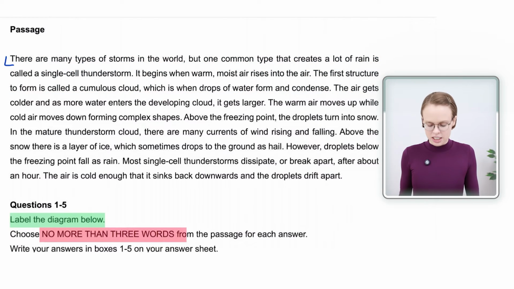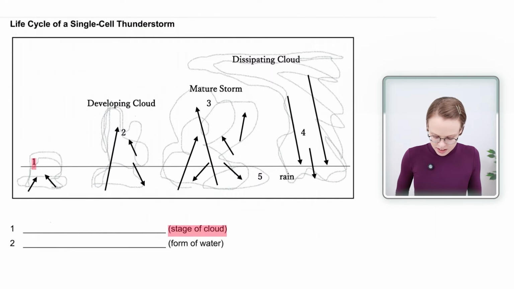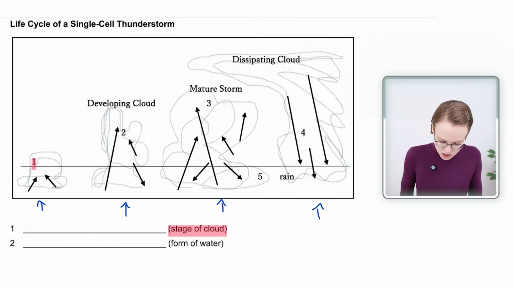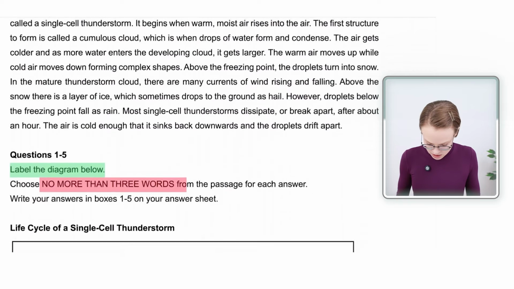Let's again have a look at our diagram. We have to label a stage of cloud, and this is obviously the first stage of cloud, because here you can see many clouds and this is the first one. So this is the first one. Here's a developing cloud, a mature storm, and a dissipating cloud, and we are right here. So this is what we are looking for. And what does the passage say?